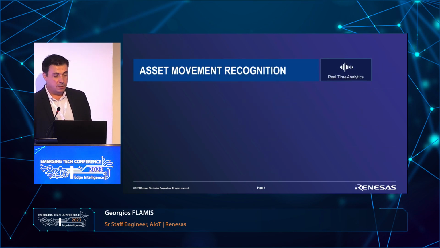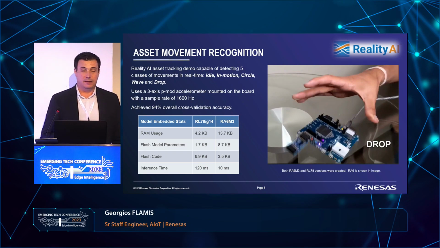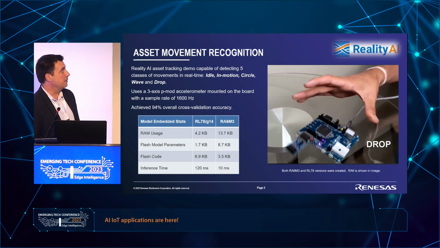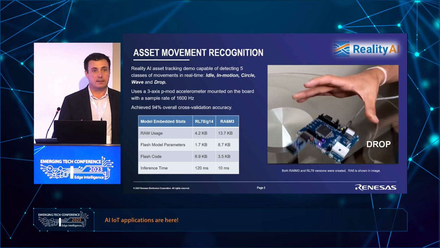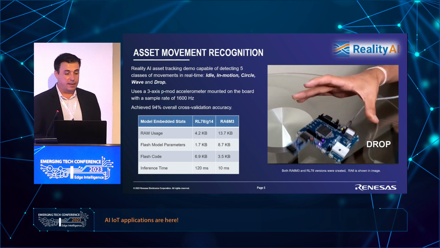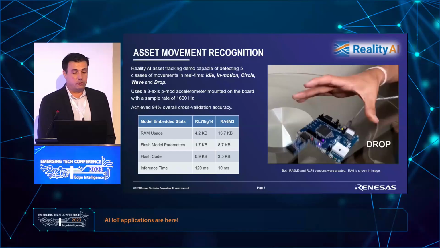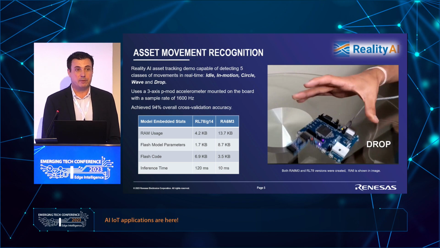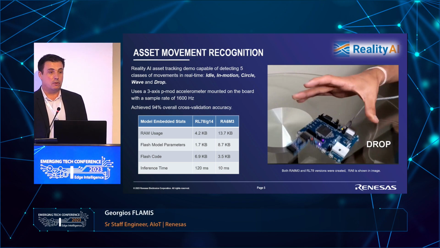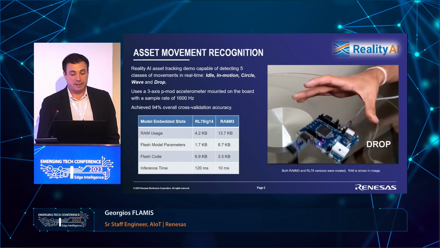So let me quickly go to our first demo, asset movement recognition. It's real-time data analytics. So the demo collects data from a sensor that carries an accelerometer and can detect kinds of movements. Like a drop, like a snake, like rotating, whatever. And we do have it in the outside area, implemented in the RA6M3 device, which is an ARM-based processor based on the Cortex-M33, able to run up to 200 megahertz.